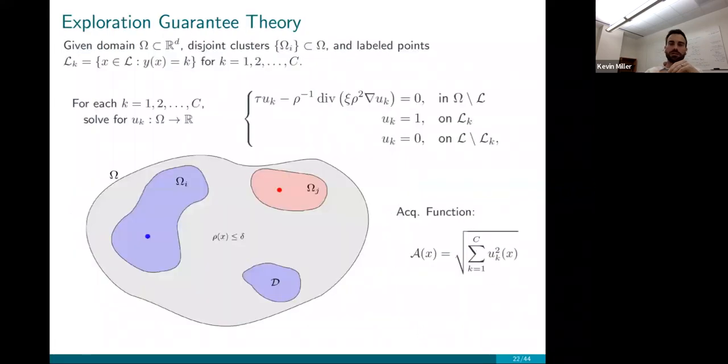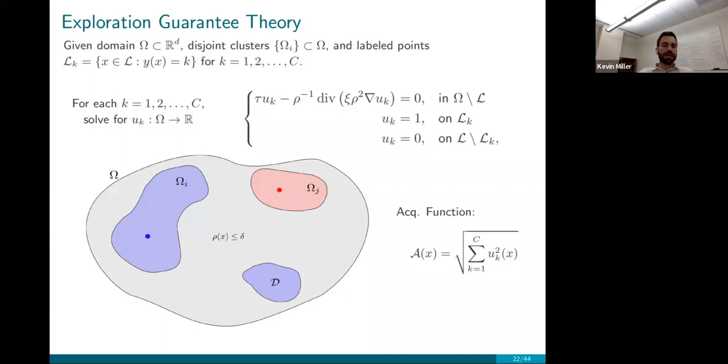And so our exploration guarantees will look as follows, with a cute little picture over here, I guess. So we're going to assume that the clustering structure takes the following form, that we have an open bounded domain omega in d-dimensional Euclidean space, that we have a set of disjoint clusters shown as these omega i's, wherein these omega i's are going to be clusters or regions wherein the density rho is relatively large. And they're going to be separated by a background region wherein the density rho is relatively small, shown here as rho of x is less than or equal to delta.